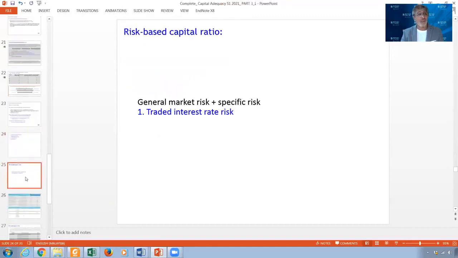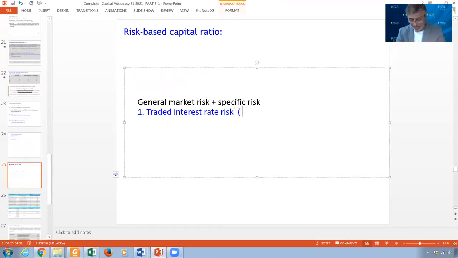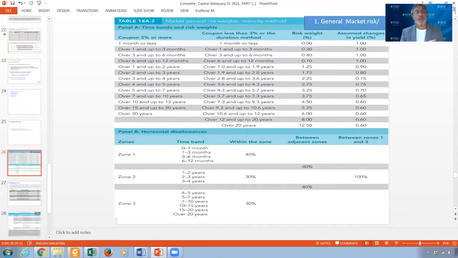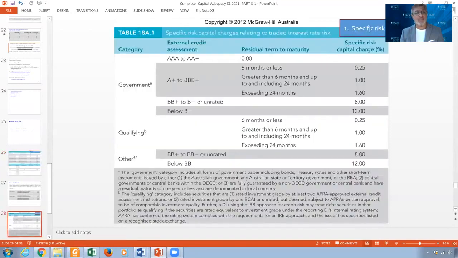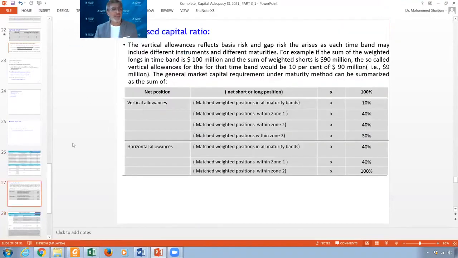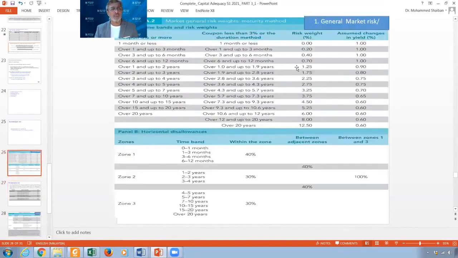Let me show you how they do it in the traded interest rate risk. This is for the fixed income, if you remember, fixed income securities. They bring us this table. So we have general market risk and we have specific market risk. Specific market risk means the risk that we have to the counterparty, but the general market risk is the risk related to the market.